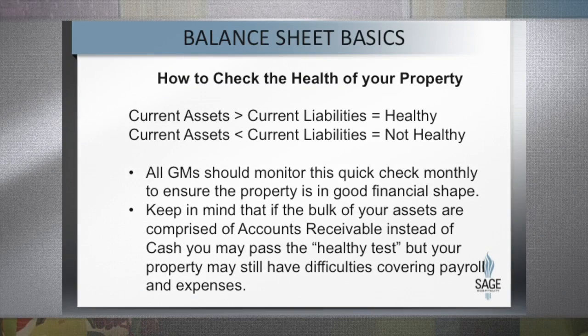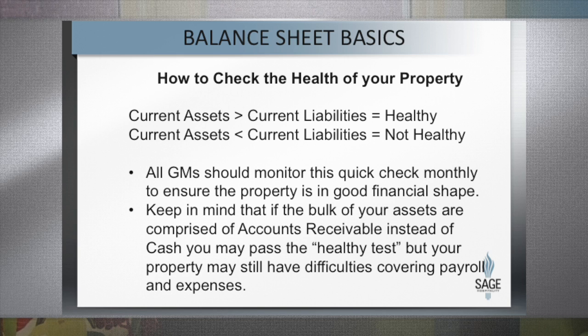So now let's talk about how to check the health of your property. We talked about assets, liabilities, and owner's equity. The way for you to easily check the health of your property is really to look at your assets versus your liabilities. If your current assets are greater than your current liabilities, your property is in a healthy financial situation. Contrary to that, if your current assets are less than your current liabilities, your property is not in a healthy cash situation. So look at the balance sheet you've got in front of you now, and you can quickly see how much your current assets are versus your current liabilities.